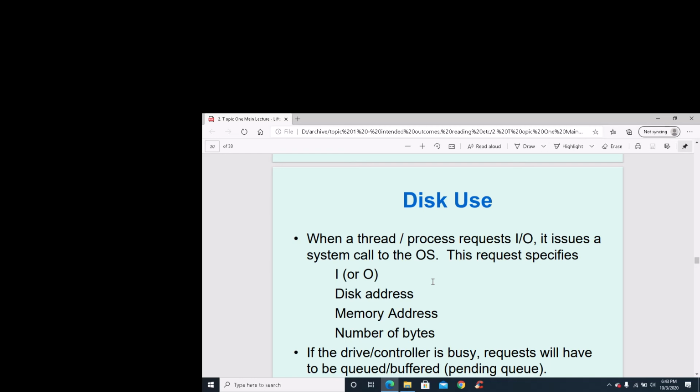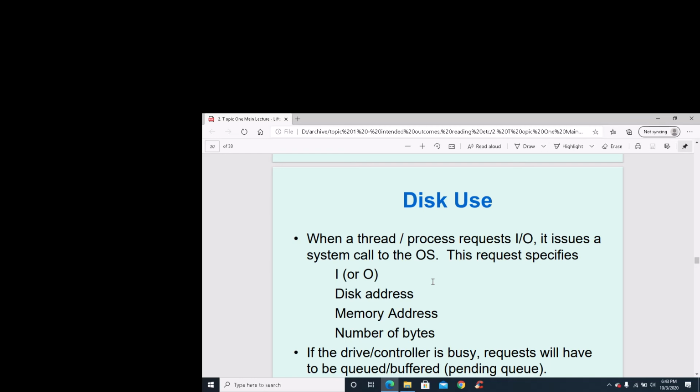And secondly, specify your disk address. You will remember that a disk address is a physical address, and it's going to be determined by the sector number, maybe the cylinder number, and the offset from the beginning of the track, or something along those lines. You need to specify which sector the data is to be read from or written to. And reading and writing are inverse operations.